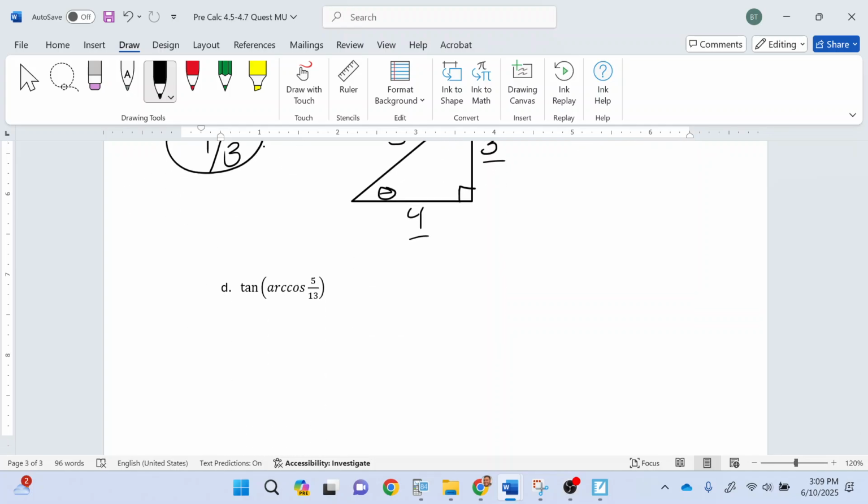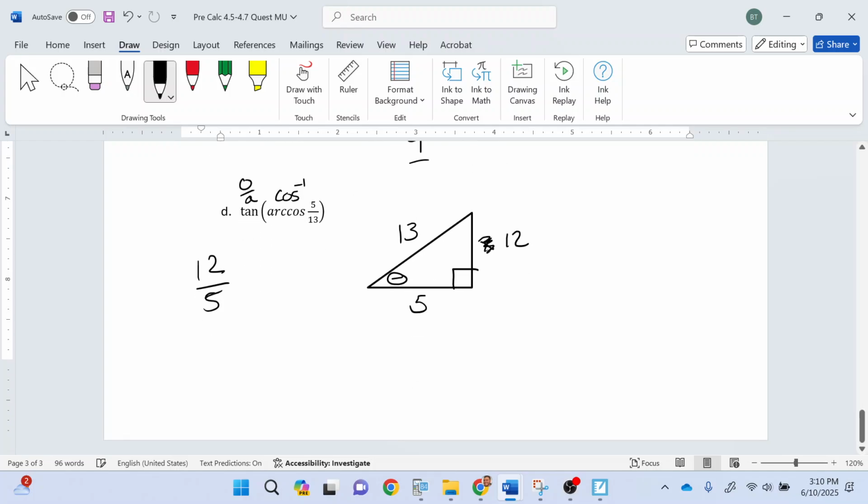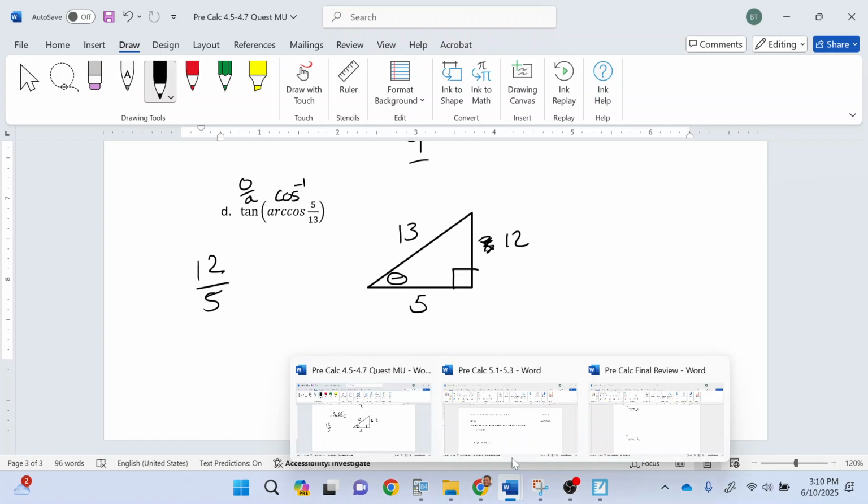You're hopefully seeing a key here. Arc cosine is the same as cosine inverse. So cosine inverse is going to be 5 over 13. So right angle, theta, adjacent 5 over hypotenuse 13. This is going to be x, or I don't need this to be x. This is 12 if you figure out the Pythagorean theorem. Tan is opposite over adjacent, so 12 over 5. Cool. That is done for that one.